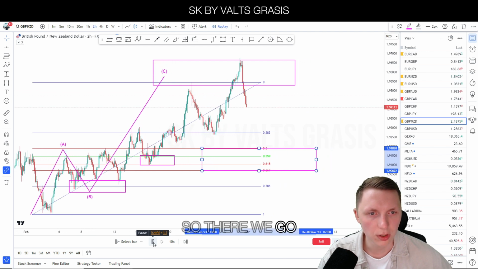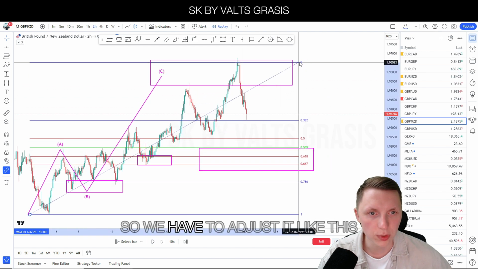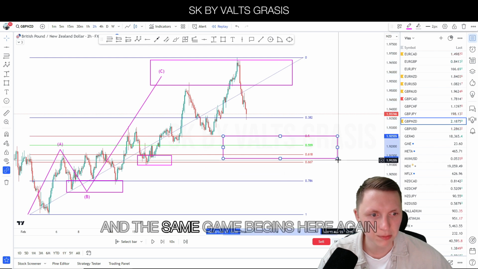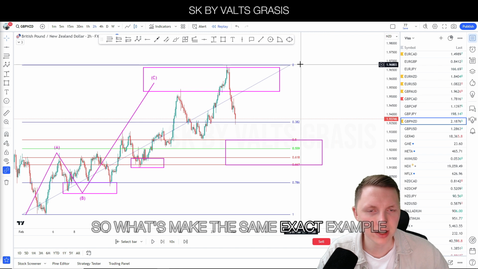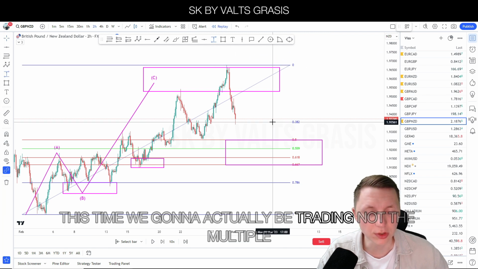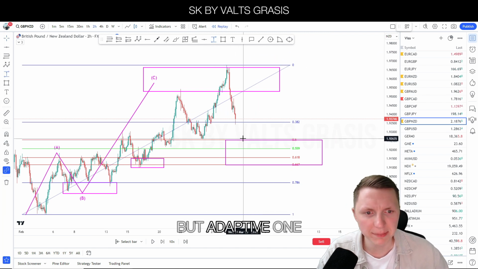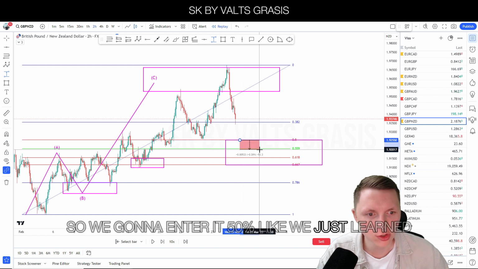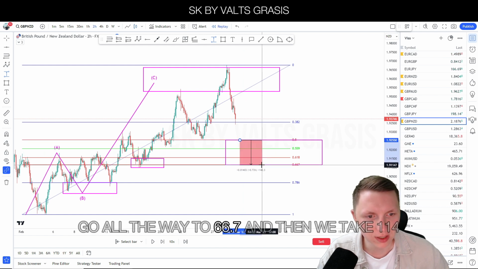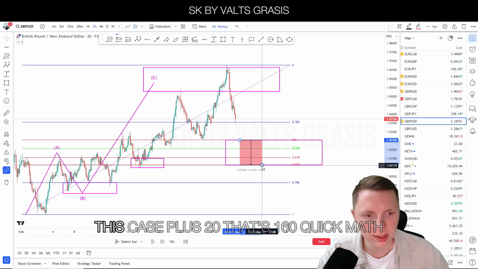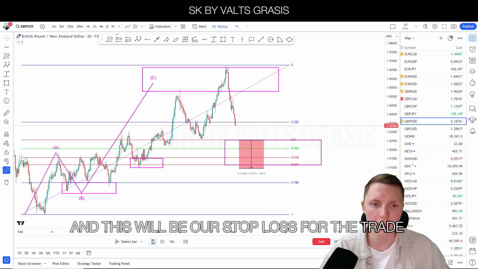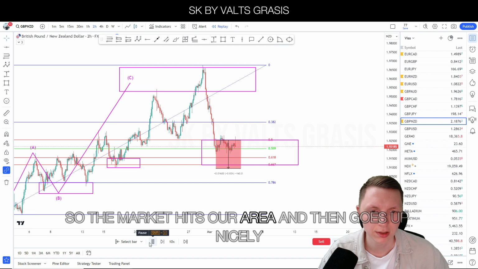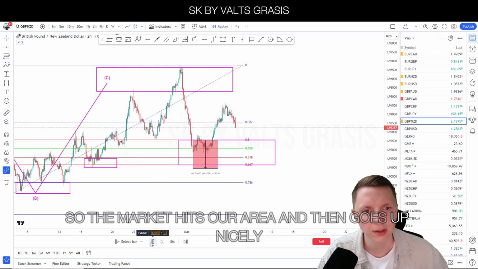There we go. The market then creates an even higher high. So we have to adjust it like this. And the same game begins here again. So let's make the same exact example. This time we're actually going to be trading not the multiple, but the adaptive one. So we're going to enter at 50% like we just learned, go all the way to 66.7. And then we take 140 in this case, plus 20, that's 160. Quick math. And voila, this is going to be our stop loss for the trade. So the market hits our area and then goes up nicely.